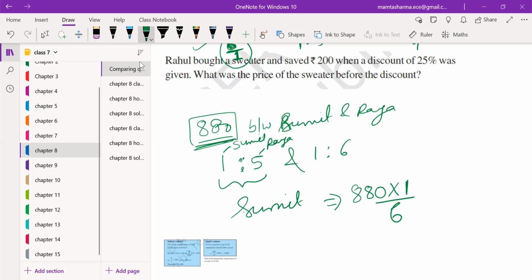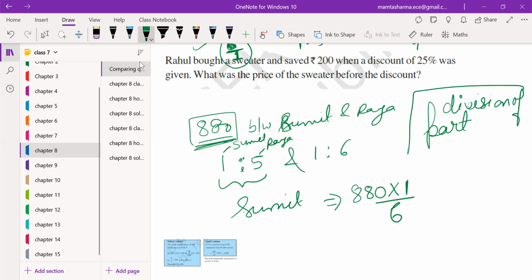Ma'am, 1 by 5, right? Actually, this is a part problem. This is the division of part. Ma'am, his part is 1, Sumit, and the total part is 6. So it will be 880 multiplied by 1 by 6. This is the division of part. So Sumit part is 1, Raya part is 5, total part is 6. From the 6 parts, Sumit will take 1 part. So 1 by 6 part of 880 would be 880 into 1 by 6.